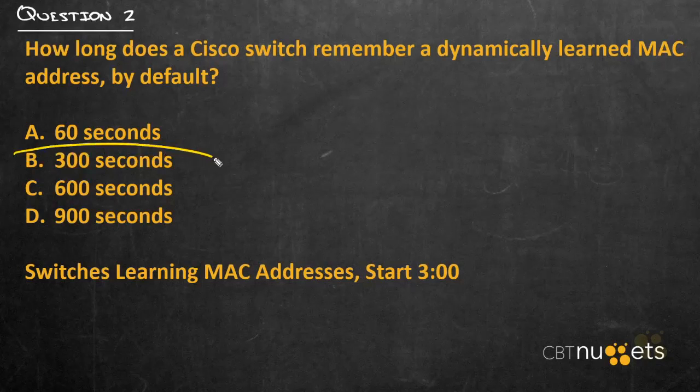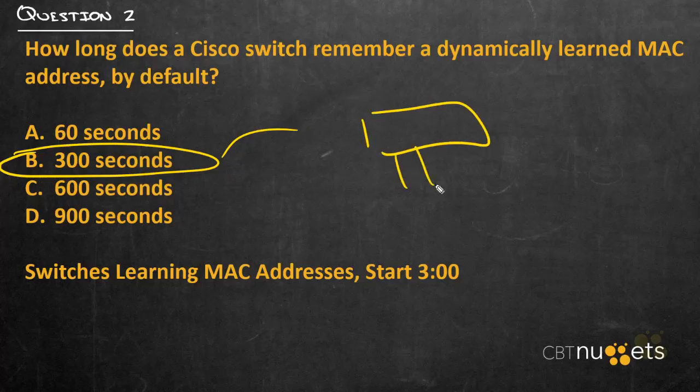Answer is B, 5 minutes or 300 seconds. So if you have a bunch of devices connected to the switch and a device stops communicating, which a lot of them will, they don't communicate unless somebody is communicating with them, that MAC address entry times out until the next person communicates with it.